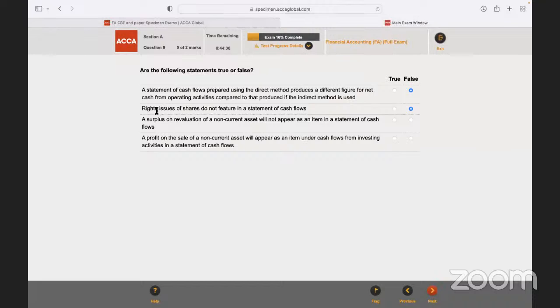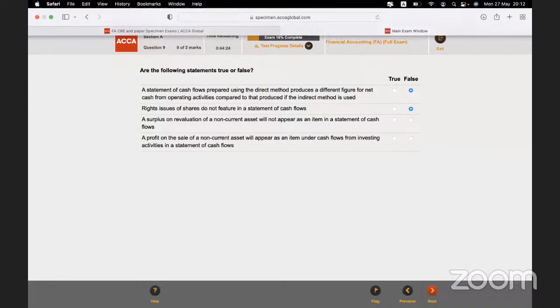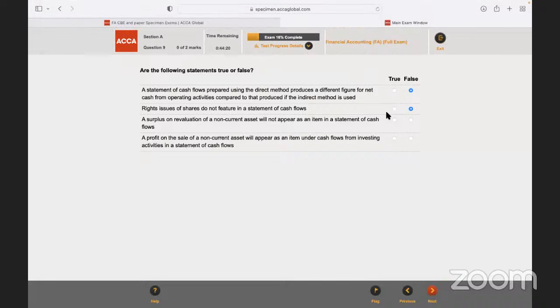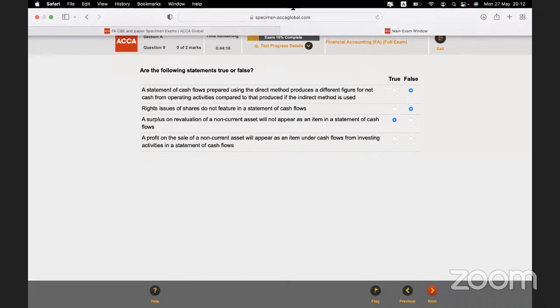Next one. A surplus on revaluation of non-current assets will not appear. That's true because, guys, when you revalue your property, no money comes. Okay, it's a non-cash item. So therefore, guys, that will not appear in the cash flow statement.